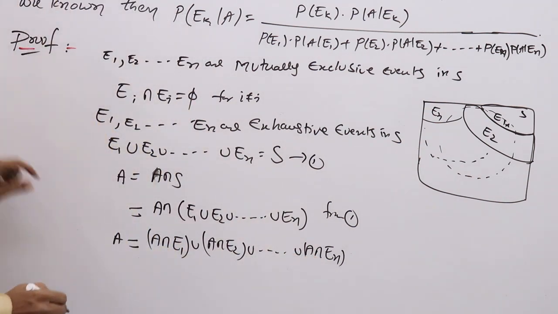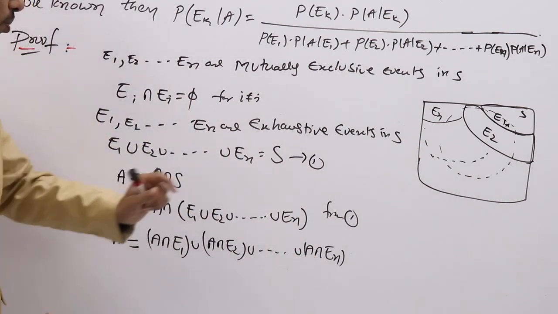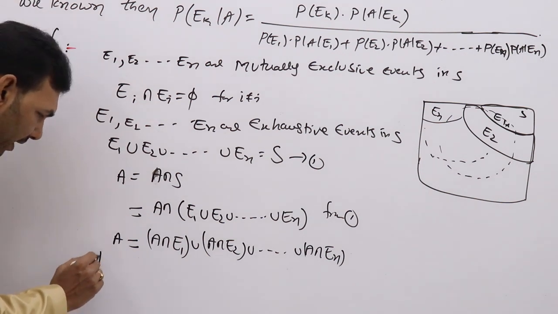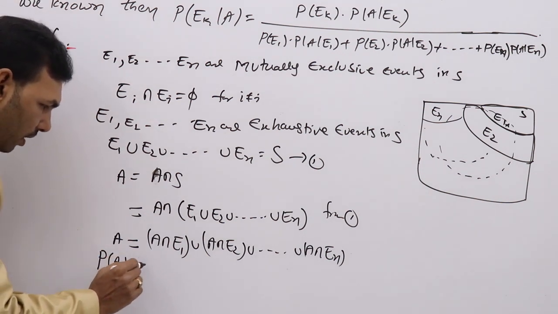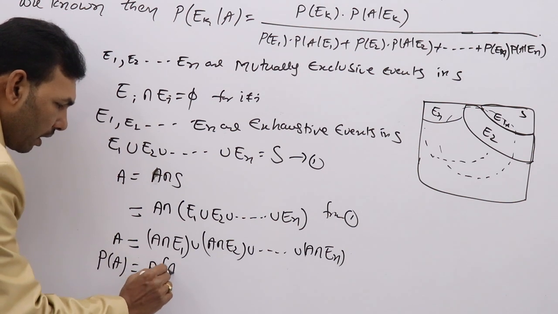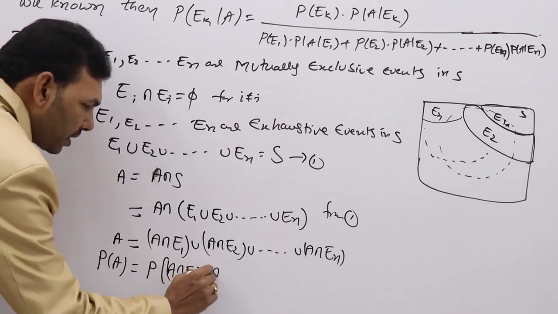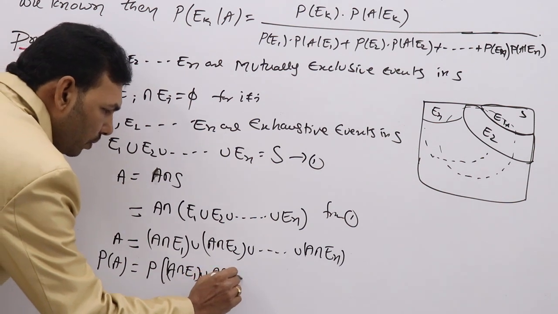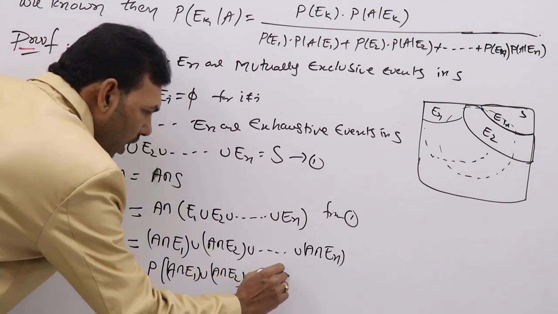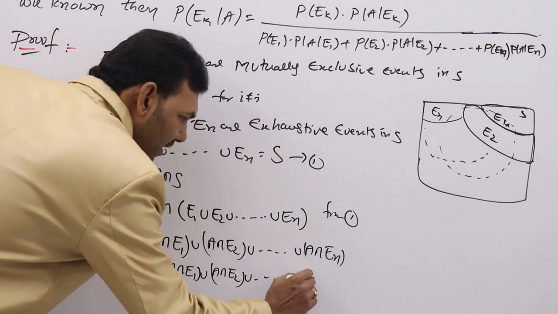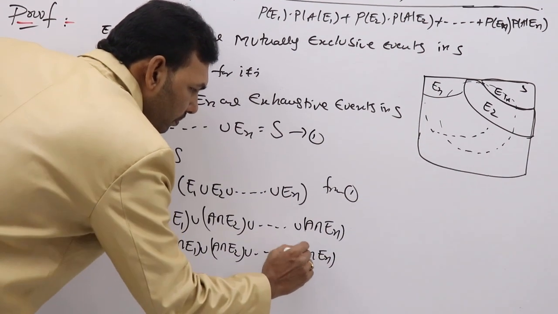Okay, this is A value. Now I am taking probability on both sides. What you will get? Probability of A equal to probability of A intersection E1 union, A intersection E2 union, so on union, A intersection En.